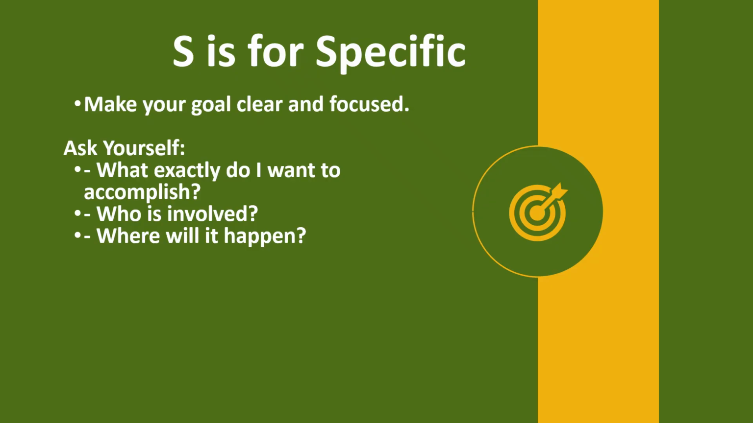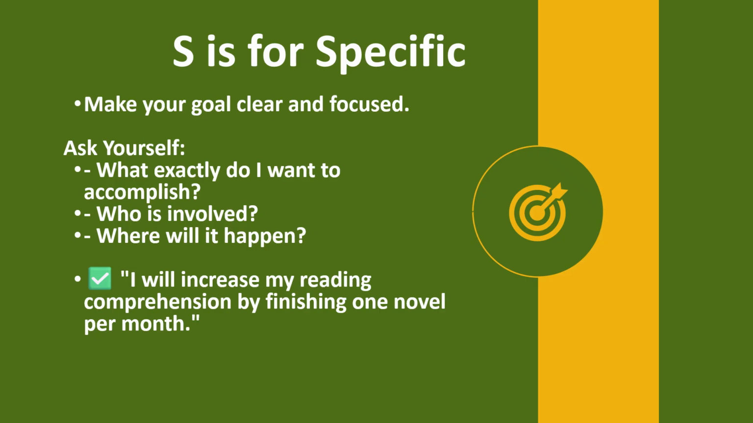For instance, "I want to read more" is a non-specific goal, but "I will increase my reading comprehension by finishing one novel once per month" is a much more understandable and specific goal. Remember, specificity lays the groundwork for a solid plan. It's the first step towards seeing your goal come to life. Now let's take a look at the other components of a SMART goal.